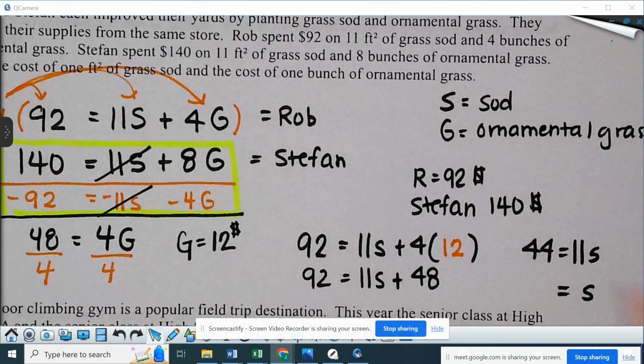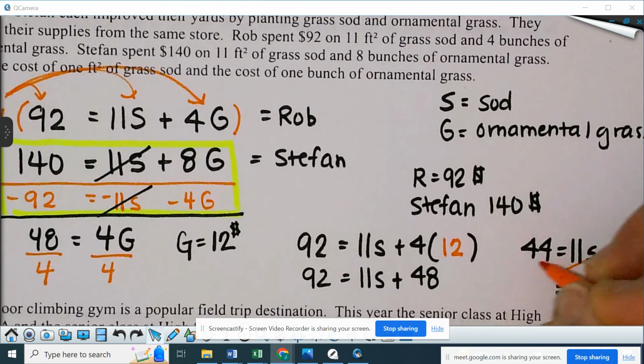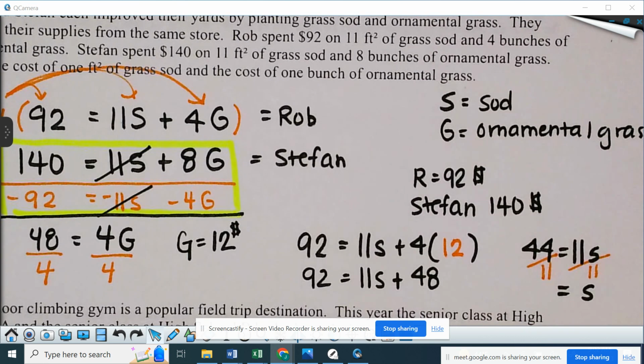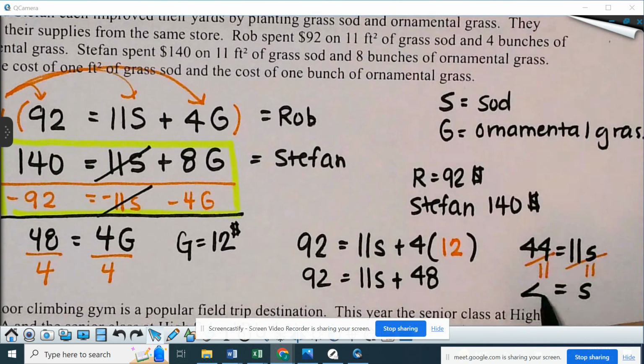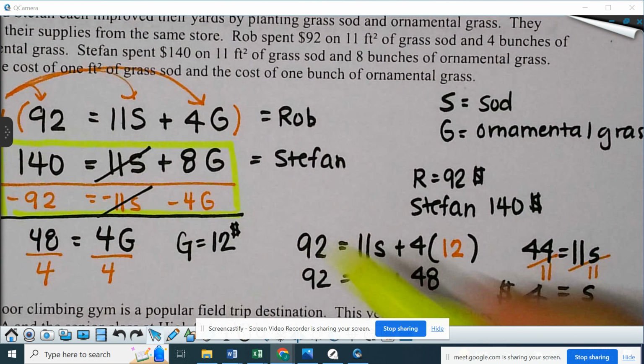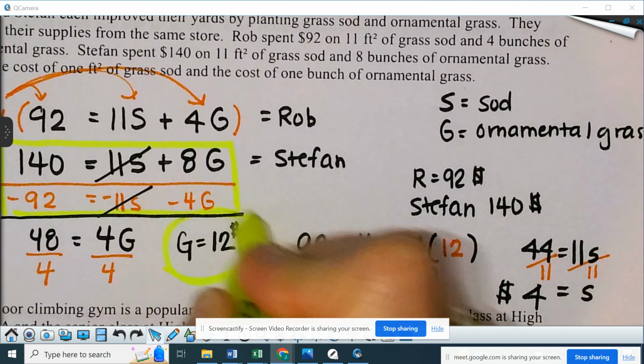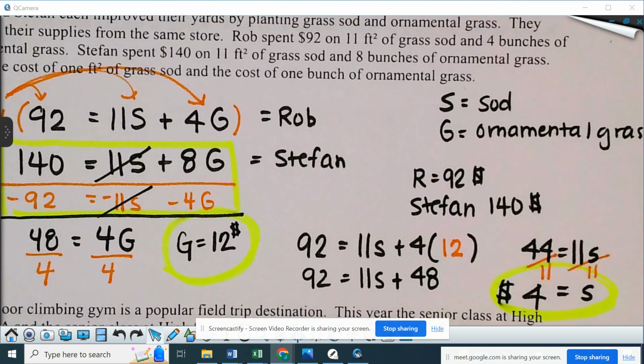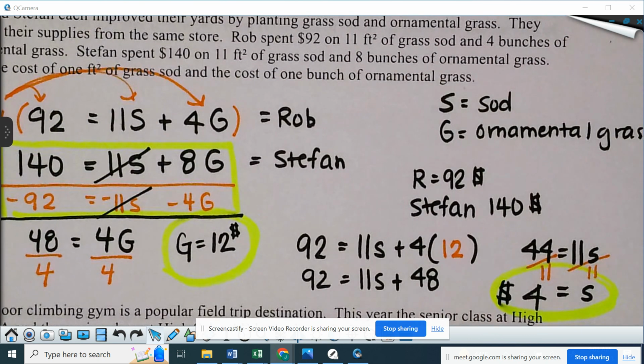So we'll divide both sides by 11. Yep. And so side's going to cost $4. So in this case, the question did ask for both. So then this is our answer, and this is our answer. So we're good there. Okay, so moving right along.